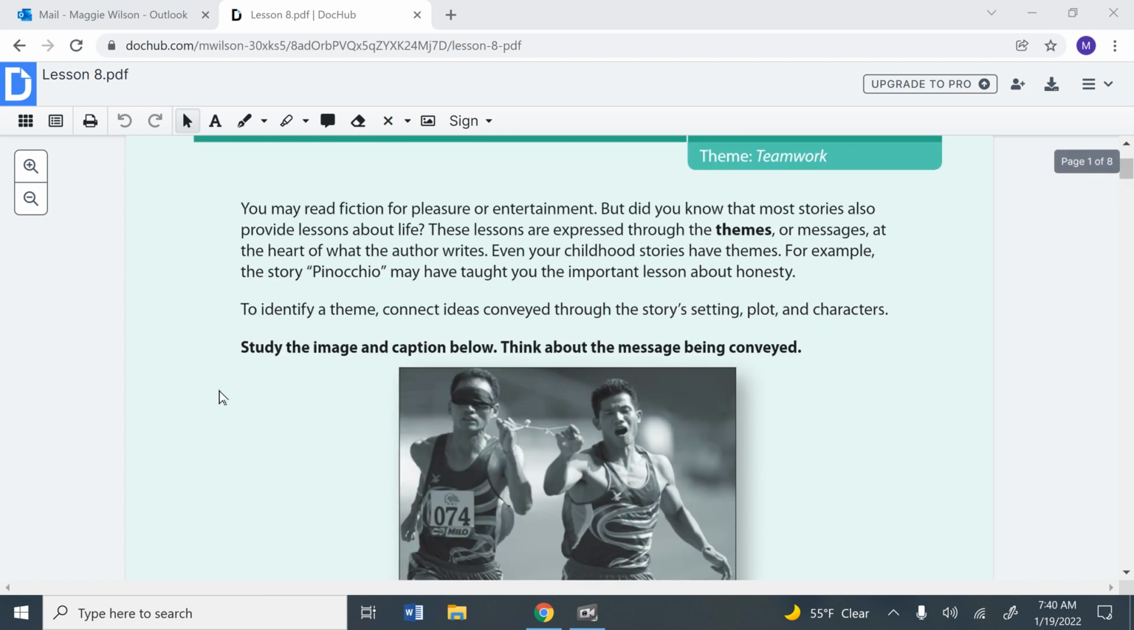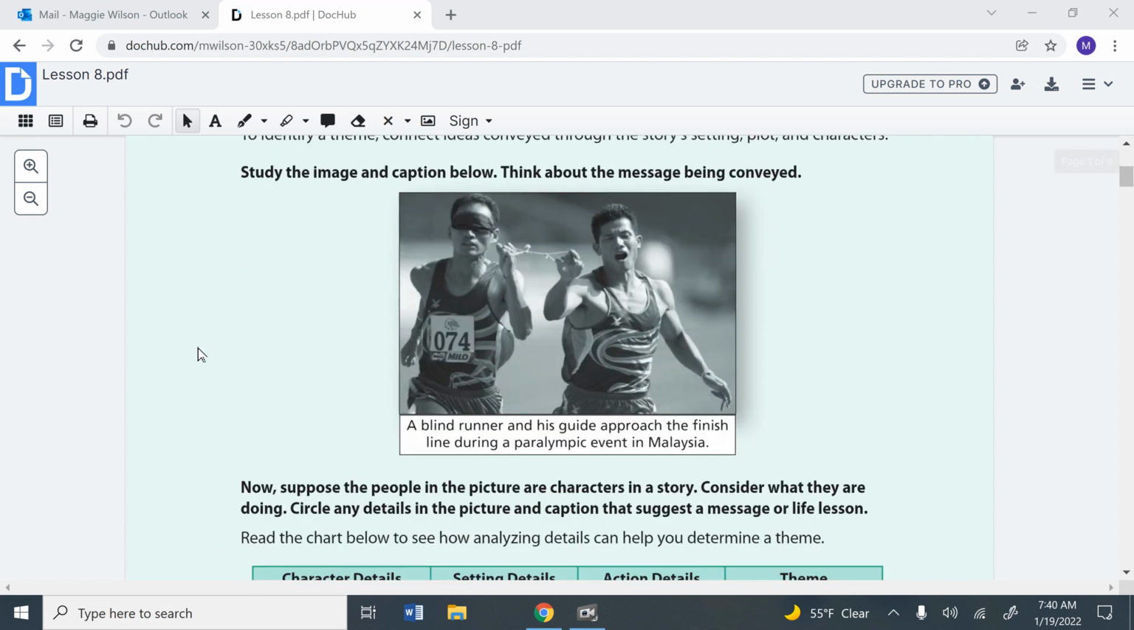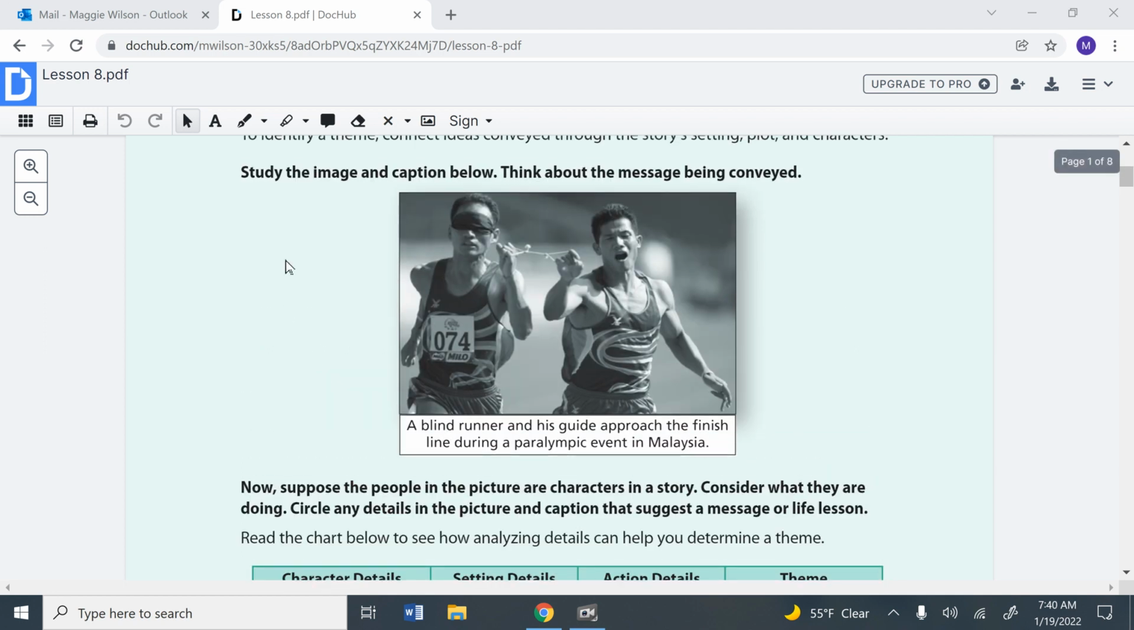Study the image and caption below. Think about the message being conveyed. So the caption under the picture says, a blind runner and his guide approached the finish line during a Paralympic event in Malaysia. Now, suppose the people in the picture are characters in a story. Consider what they are doing. Circle any details in the picture and caption that suggest a message or a life lesson. So let's go back to the picture and the caption and let's circle details.